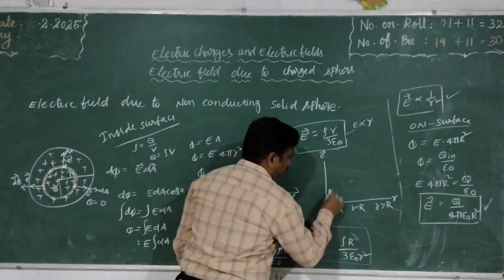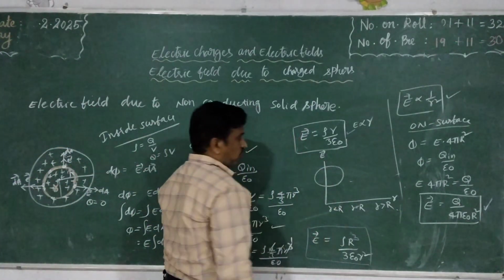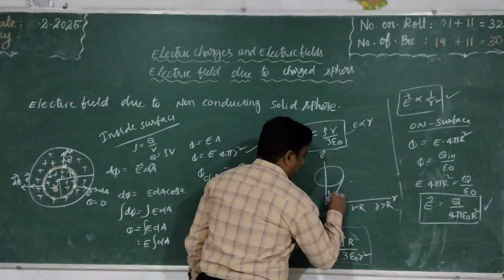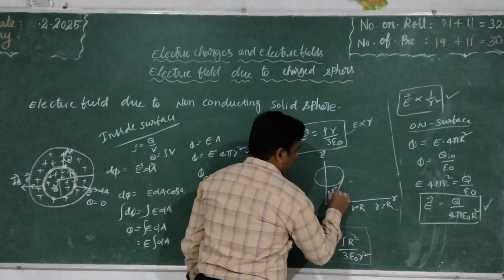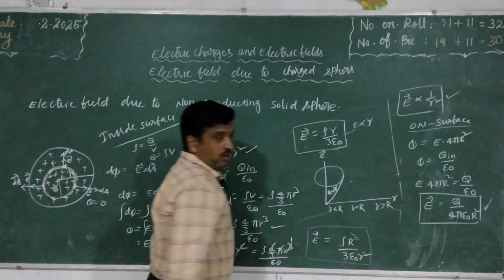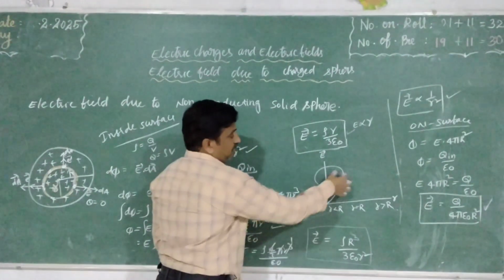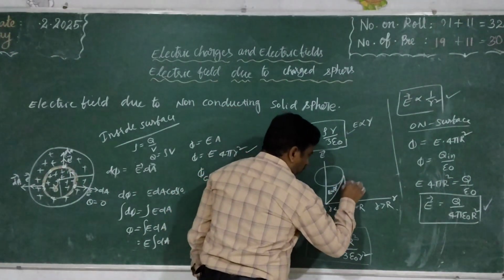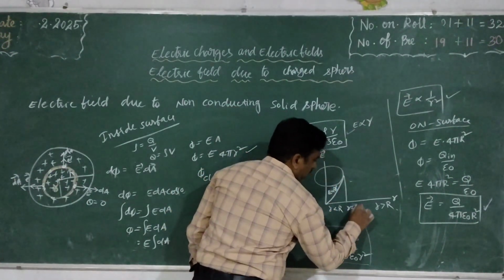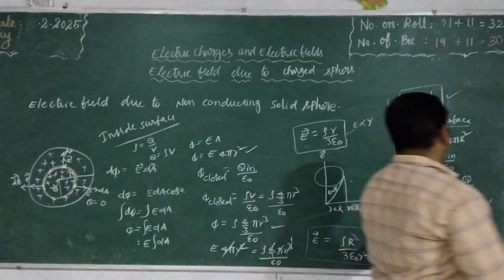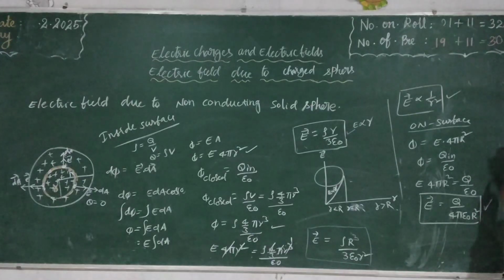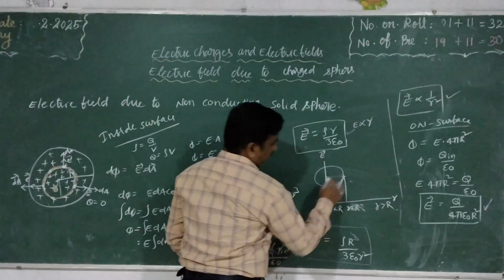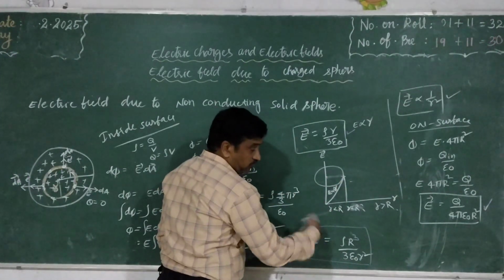For example, this is the solid non-conducting sphere. The electric field is directly proportional to small r. That's why the electric field increases from the center towards the surface. At r equal to capital R, the electric field is maximum, that is E equals q by 4 pi epsilon naught capital R square. So this is the maximum.